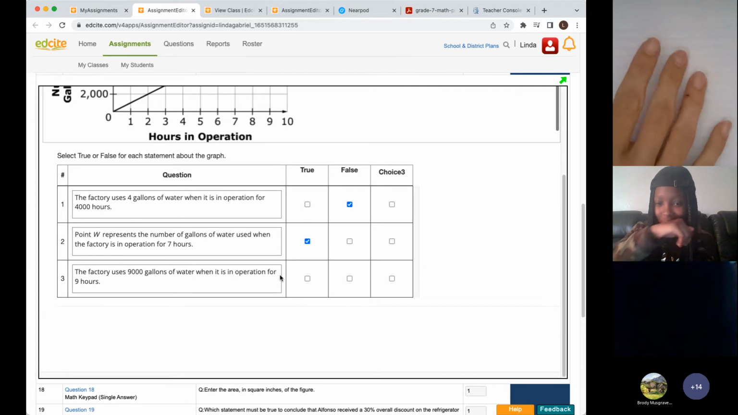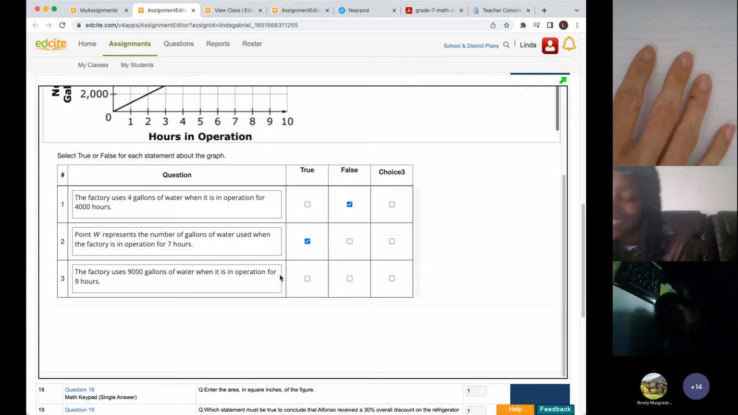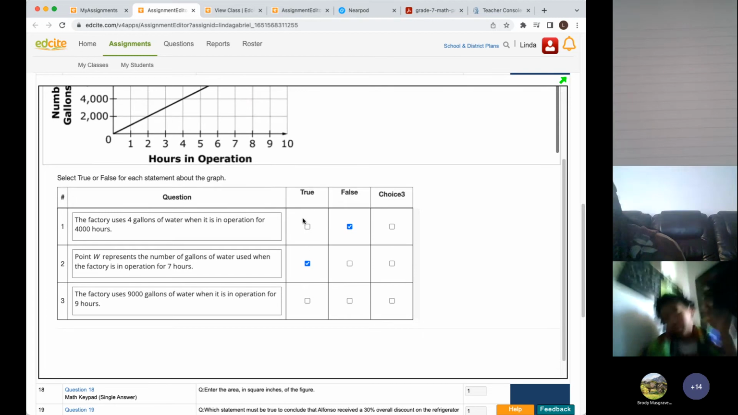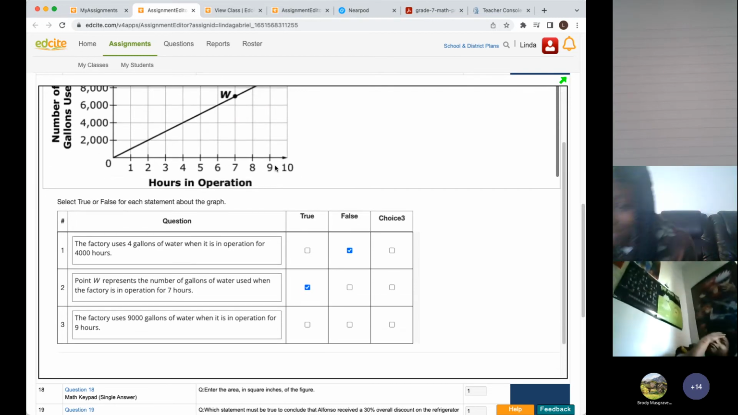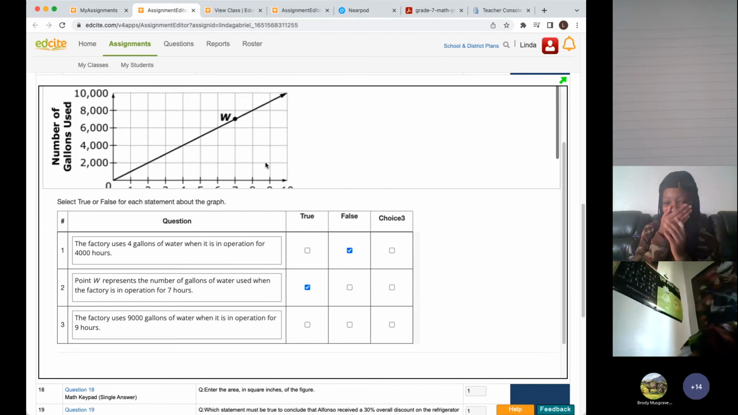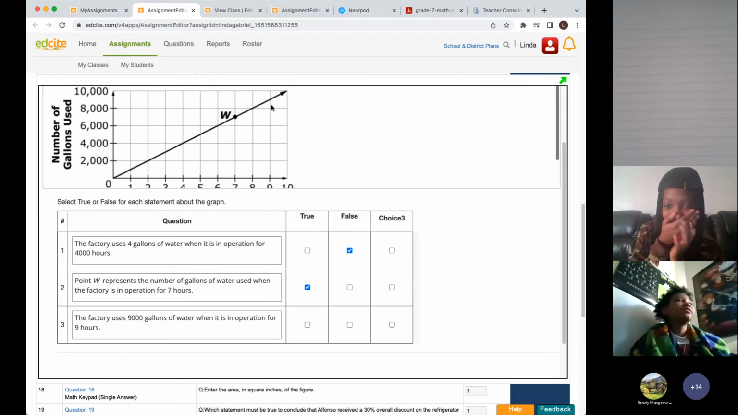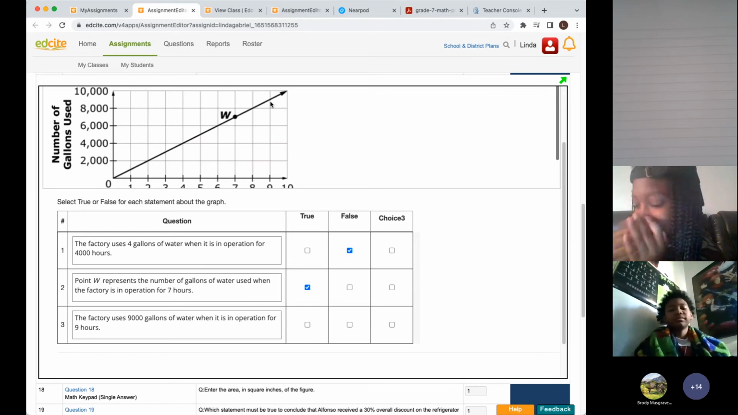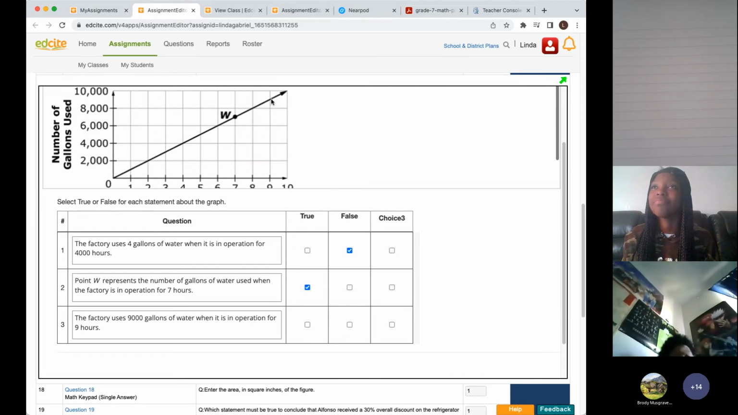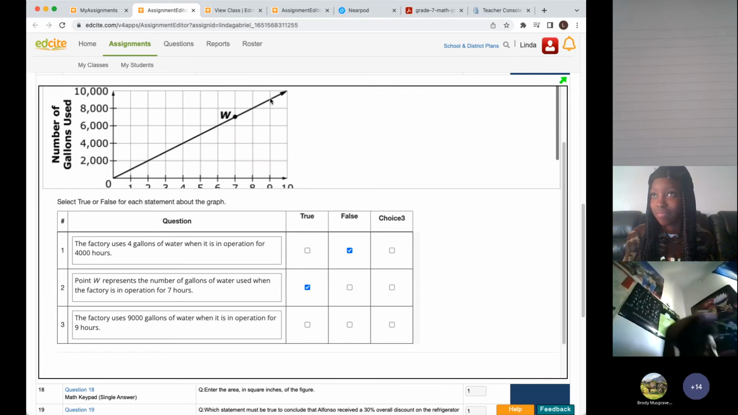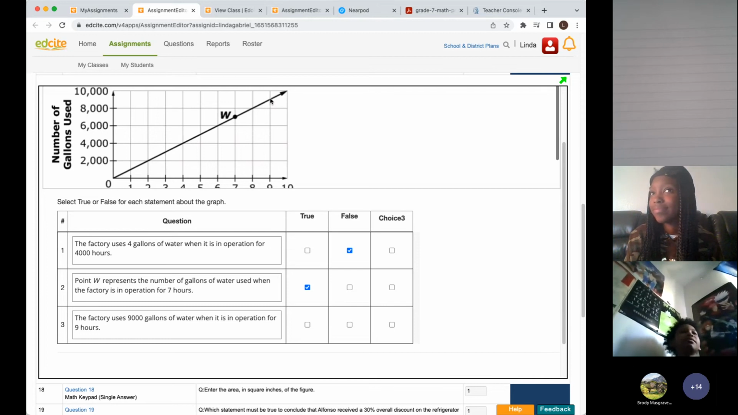All right, so the factory uses 9,000 gallons of water when it is in operation for 9 hours. So what we need to do is go over to our x-axis right here. Here's 9, meaning 9 hours. And then we see where the line passes through. That's going to give us our y value, right? On the y-axis. It looks like here, the line, I wish I could draw on that, is going to be in between 8,000 and 10,000. And it does look like it's pretty much perfectly in the middle.